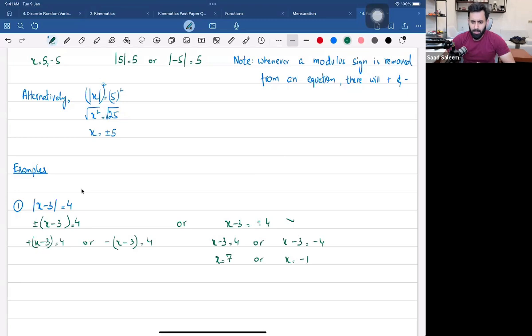What about pi? Modulus of x equals pi for this. Yeah, of course, pi is just like a constant. Pi is just like any other constant.